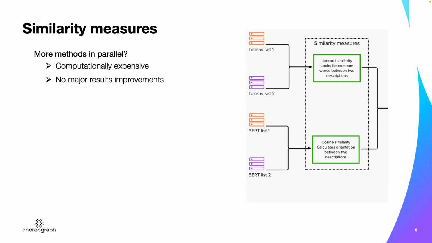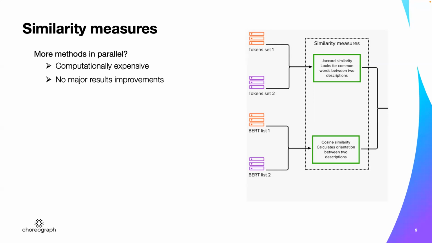The Jaccard similarity takes the lemmatized tokens that we created in the previous step, and we give two different sets of tokens. The first set of tokens is coming from the first set of features, and the second set of tokens is coming from the second set of features. Similarly, in the case of cosine similarity, we give it vector embeddings created from the BERT model for the first set of features, and also for the second set of features.